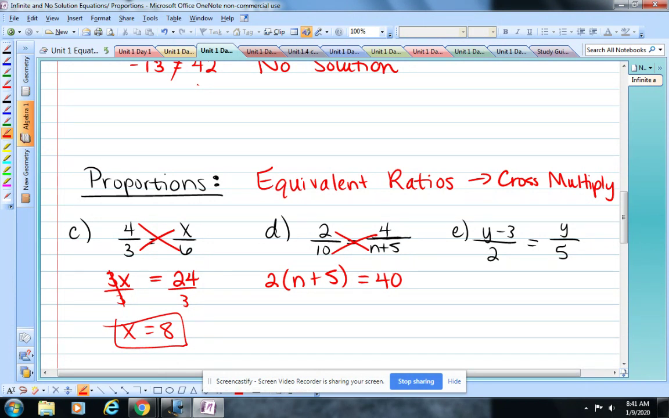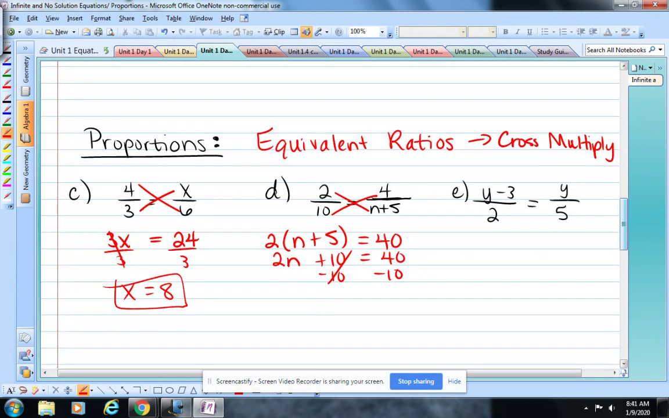Okay. So now we just solve the equation. First we need to do what? Distribute. What's 2 times n? 2n. What's 2 times 5? 10 equals 40. Now what? Subtract 10 on each side. What's 40 minus 10? So 2n equals 30. And then I do what? And n equals 15.